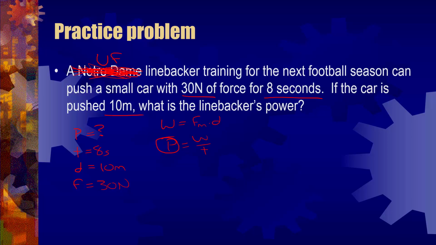I don't have work, so I'm kind of up the creek here without a paddle until I use this as my paddle. Work equals force, in this case, is 30 times distance, which is 10, which gives me a work of 300 joules. Wow. Power equals work, which is 300, divided by time, which is 8. And that comes out to another number, slightly smaller, meaning 37.5 watts. If you want to do it that way. Otherwise, if you don't want to spell it out, you can just do it as a W. That is the power of that particular linebacker.